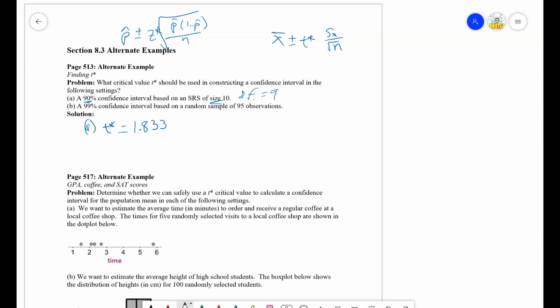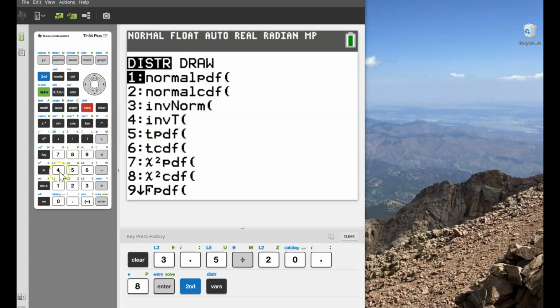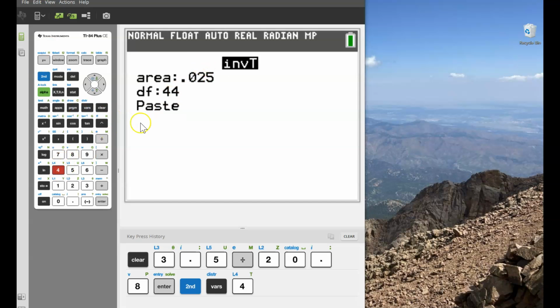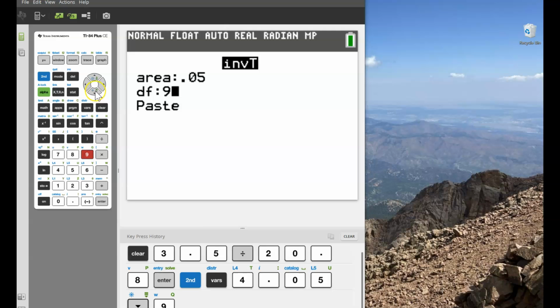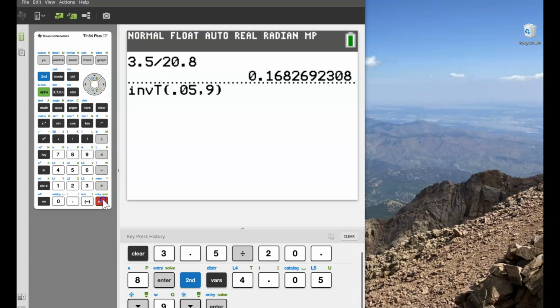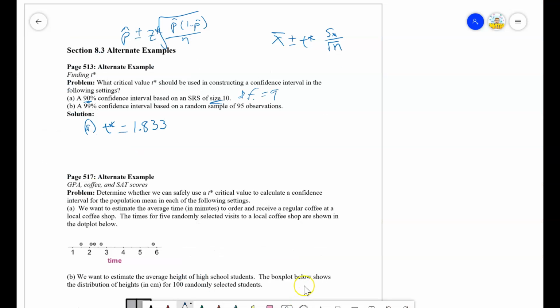So what does this look like on the calculator? So remember, if we wanted to use second vars and our inverse t, number 4 here, we can do that. But remember, what's in the tail? 0.05 is the area in the tail, and we had 9 degrees of freedom in this situation, and we should get the same value, negative 1.833. Again, I have 1.833 because your table value is always going to give you the right tail, but it's a plus or minus, right? We're adding and subtracting that many standard errors.